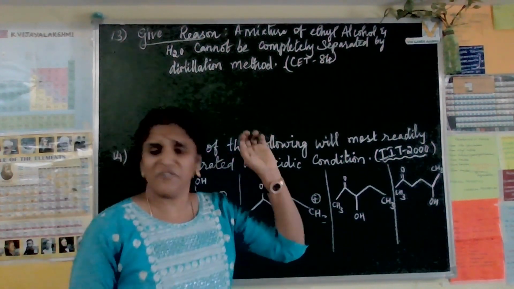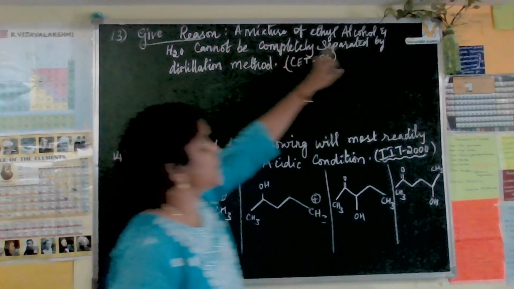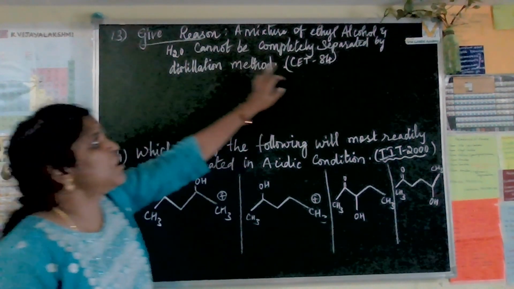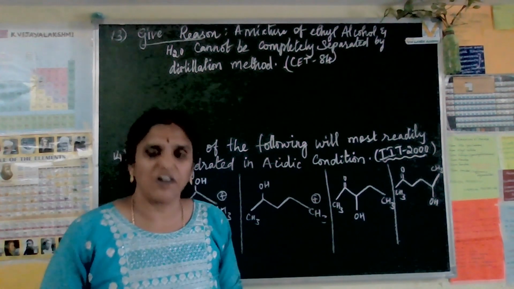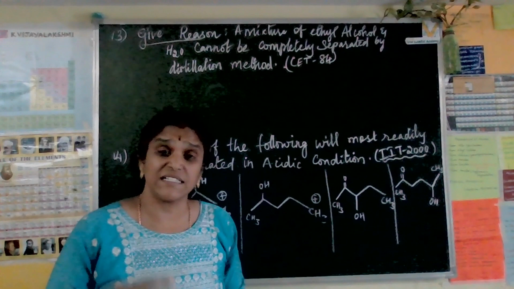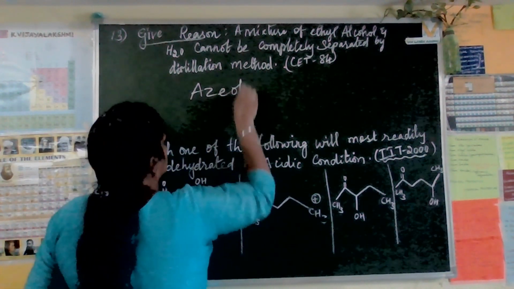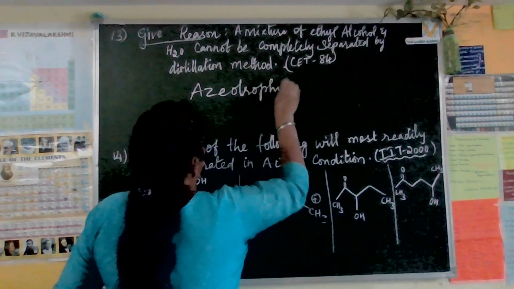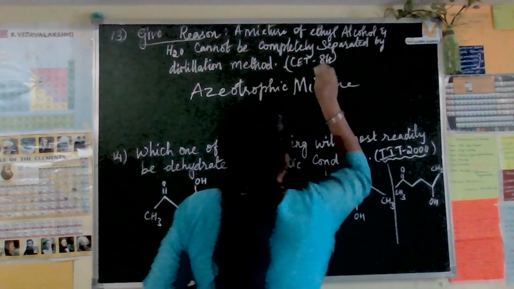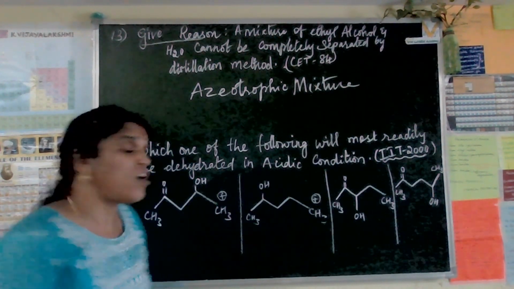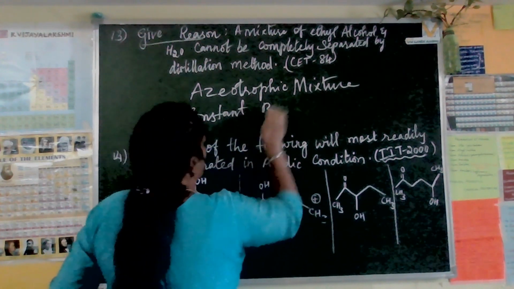The next question, a very interesting one, is a give-reason question: a mixture of ethyl alcohol and water cannot be separated easily by the distillation method. We cannot separate it at all. Why? Because it is an azeotropic mixture. Azeotropic mixture means constant boiling point.